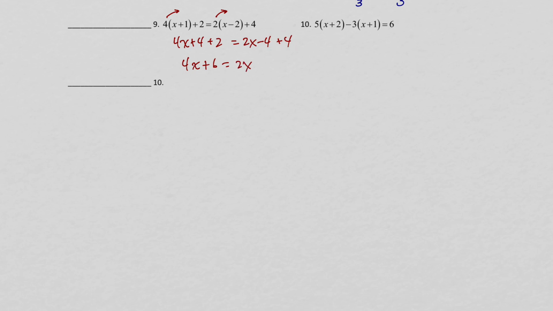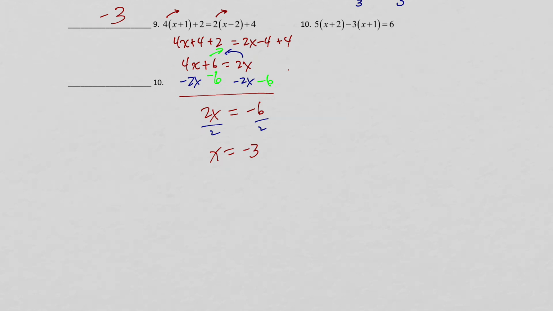Now, I'm going to move this way by subtracting that from each side, and I'll move this way by subtracting this from each side. And we're going to get 4x minus 2x is 2x. The 6's go away. The 2x's go away. We have negative 6. And then I'll divide by 2 on each side, and we'll get x is equal to negative 3.